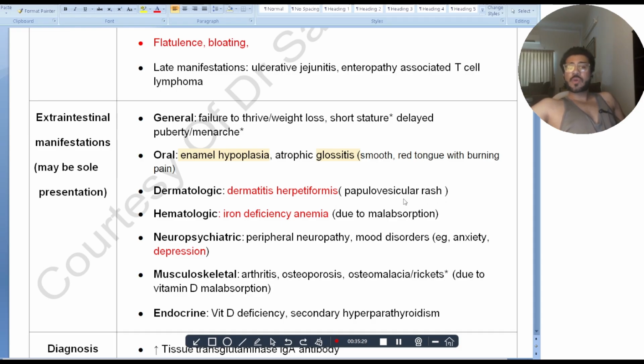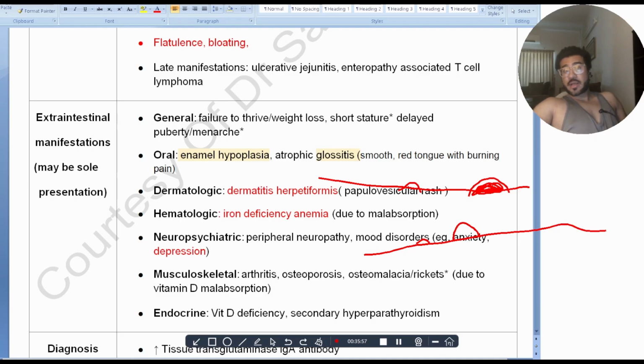What do you mean by a papulovesicular rash? So a papule is basically, this is the skin surface, so this is a papule. And what is a vesicle? Vesicle is a fluid filled outpouching from the skin surface. So if this is the skin, you are gonna have papules and you're also gonna have vesicles. Vesicles are basically fluid filled outpouching from the skin surface. So you're gonna have both of these, and this is a high yield finding of celiac disease.